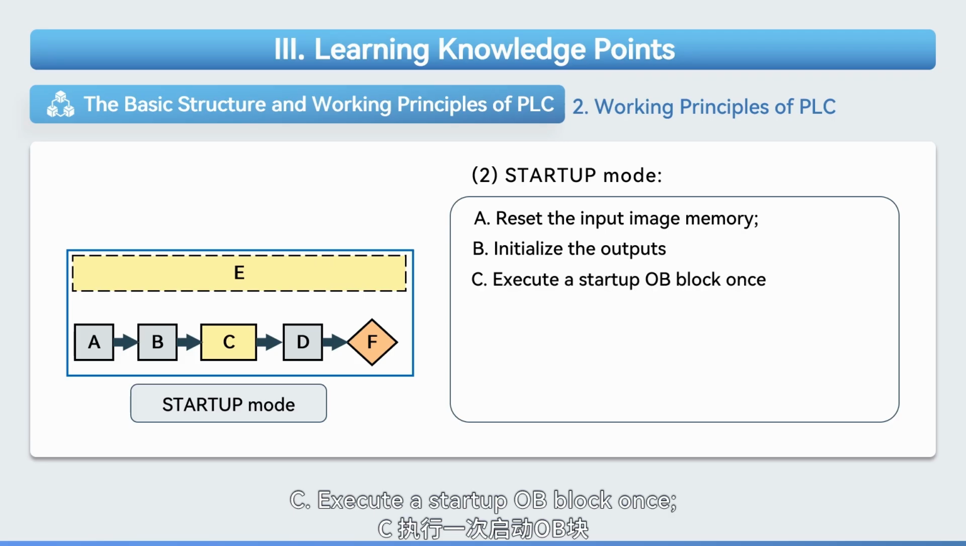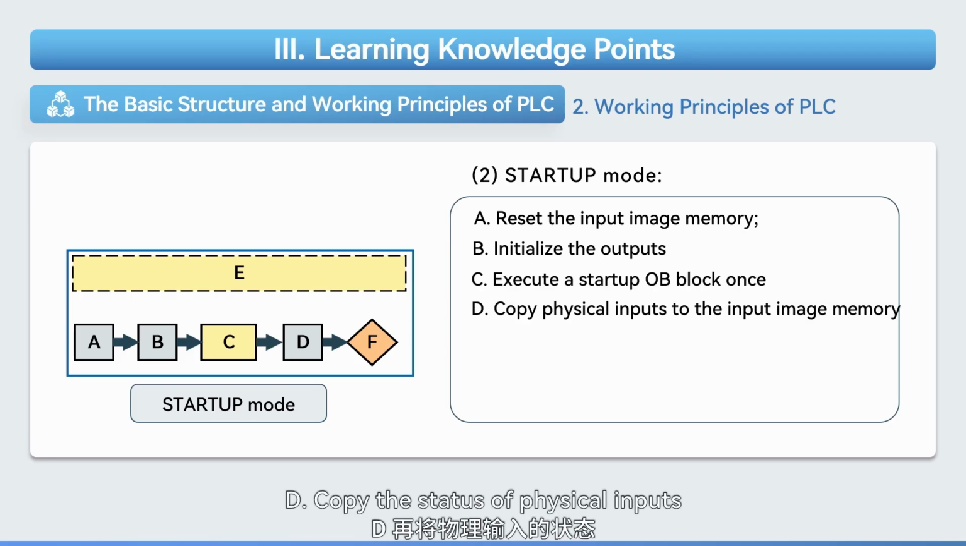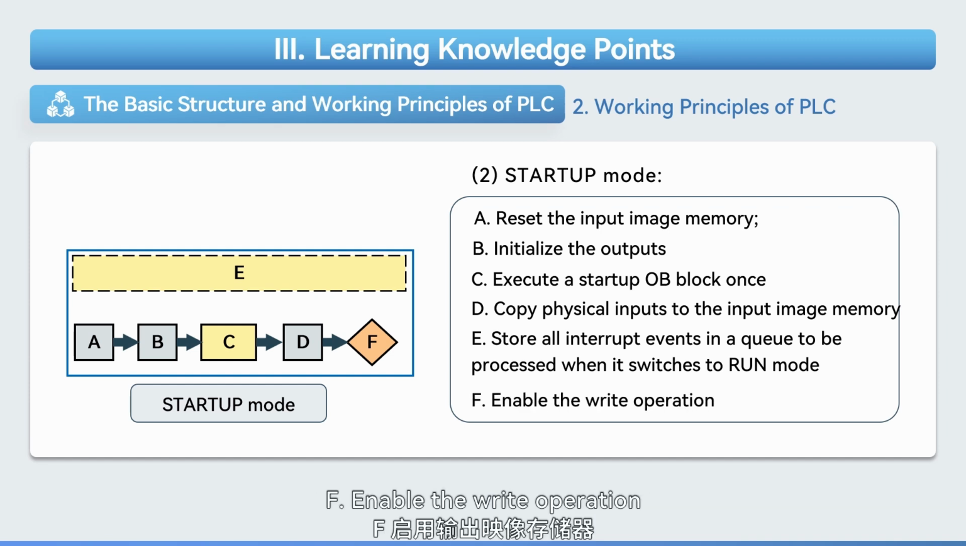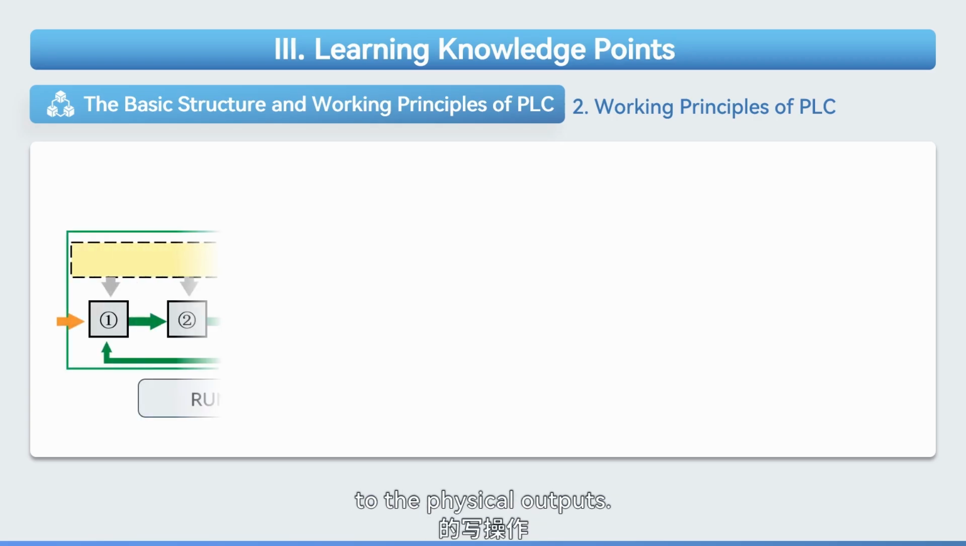C. Execute a startup OB block once. D. Copy the status of physical inputs to the input image memory. E. During the startup mode, PLC does not respond to interrupt requests but stores all interrupt events in a queue to be processed when it switches to run mode. F. Enable the write operation from the output image memory to the physical outputs.